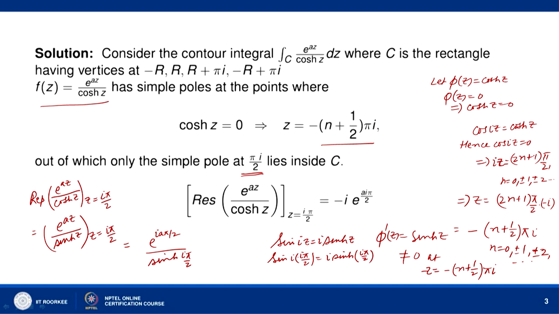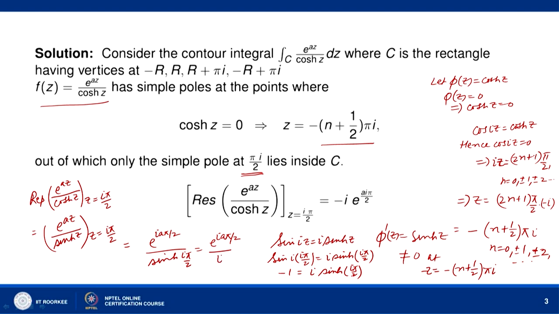This is sin(iπ/2), i squared is minus 1. So sin(-π/2), which is minus 1, equals i times sinh(iπ/2). Okay, and minus 1 over i is i. So sinh(iπ/2) is i. So this is e^(iaπ/2) divided by i.